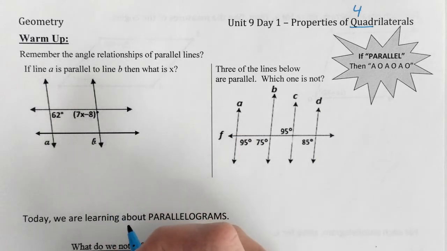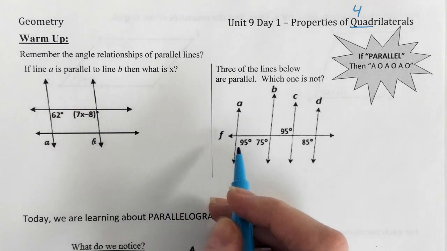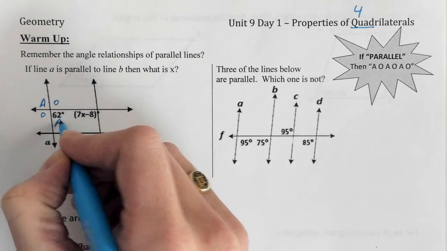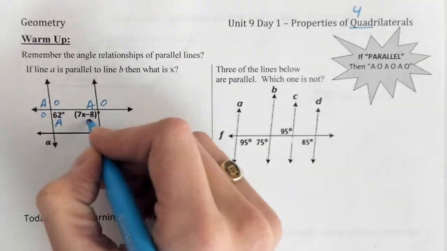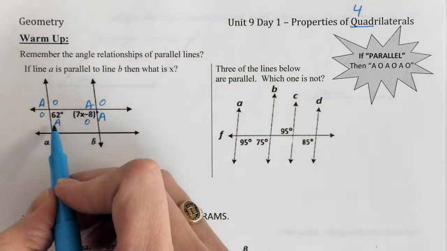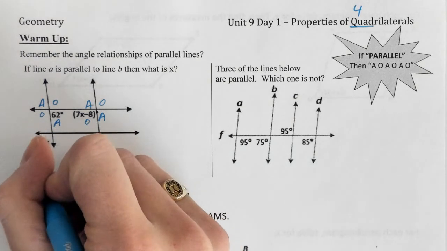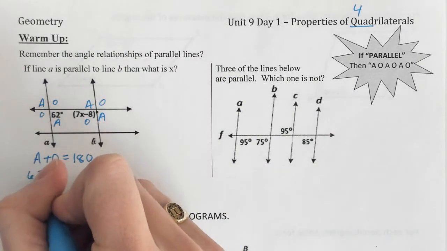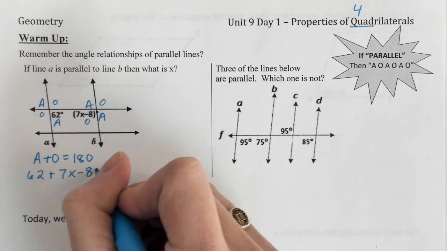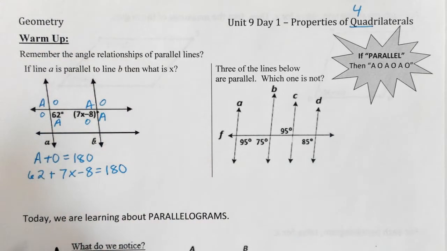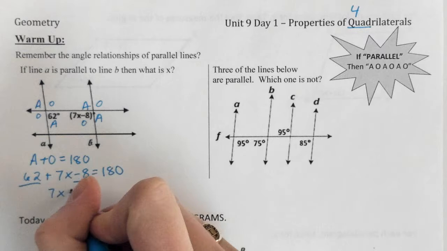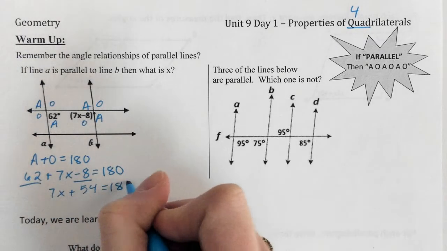Okay, hopefully you are pressing play again because you've done these two problems. So just a quick review, we label our A's and O's for acute, obtuse, obtuse, acute. And so here if we find an A and an O, those are different, so A plus O equals 180. So that we have that 62 plus 7x minus 8 equals 180. And now we can combine. So 62 minus 8, we have 7x plus 54 equals 180.